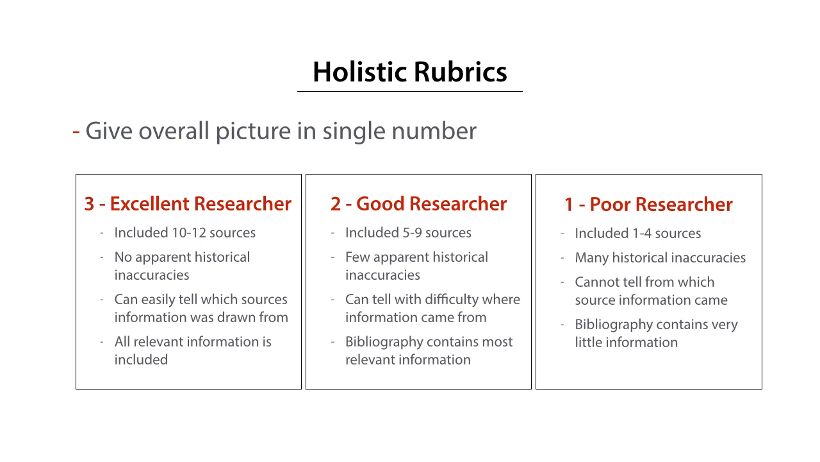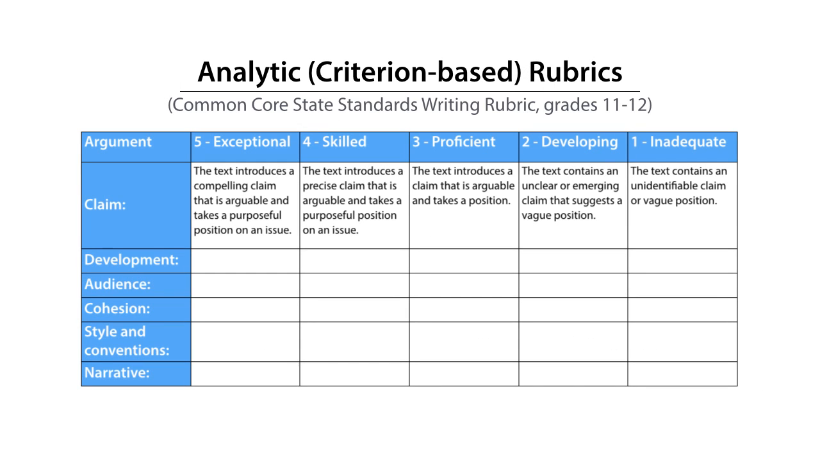So in order to create a fully descriptive rubric, we use something called an analytic or a criterion-based rubric, and this spells out a whole bunch of different criteria. In this case, individual criteria are on different rows. And then the columns tell us the different levels of performance and what the differences are.